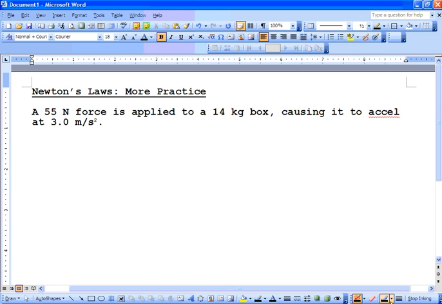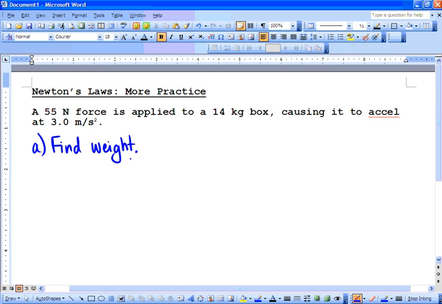In fact, let me even go back. Let's try to make this question a little bit inclusive here, so it includes a bunch of information we've seen before. Why don't we start with this? Let's start by finding the weight of the box.